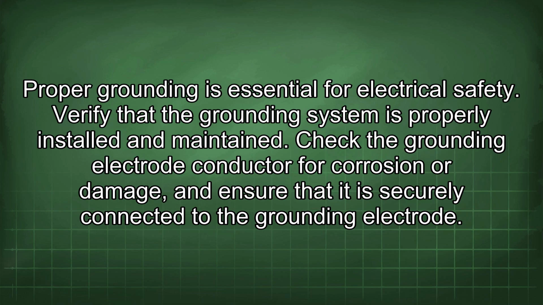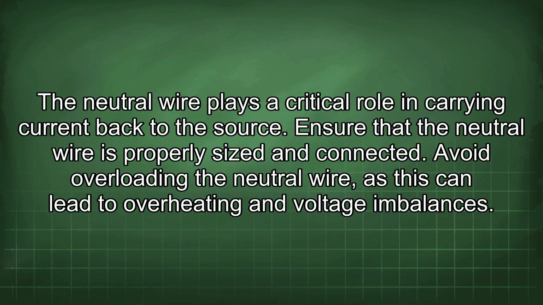Verify that the grounding system is properly installed and maintained. Check the grounding electrode conductor for corrosion or damage, and ensure that it is securely connected to the grounding electrode. The neutral wire plays a critical role in carrying current back to the source. Ensure that the neutral wire is properly sized and connected. Avoid overloading the neutral wire, as this can lead to overheating and voltage imbalances.